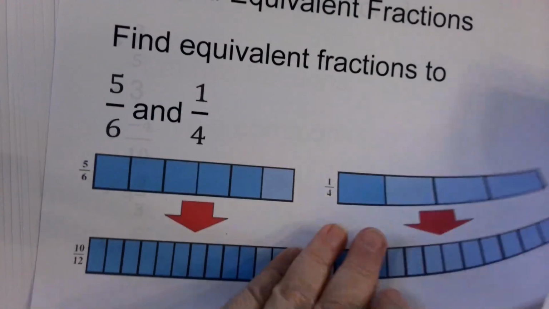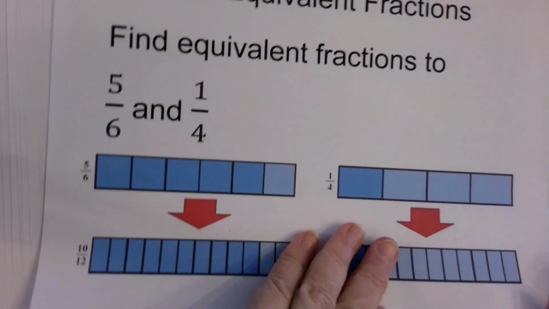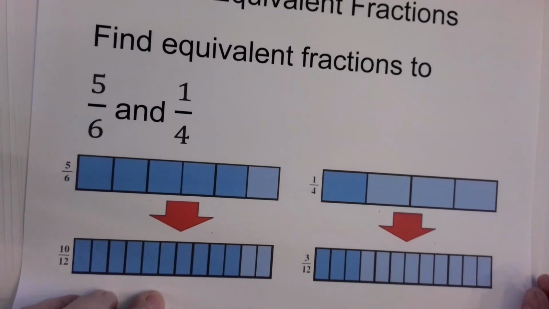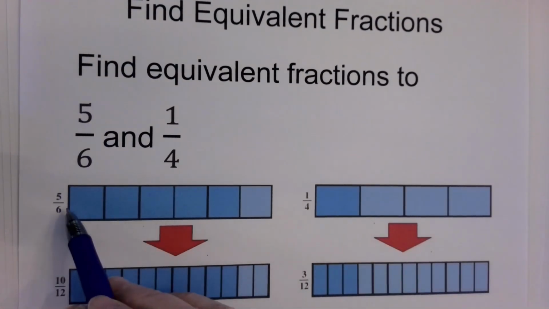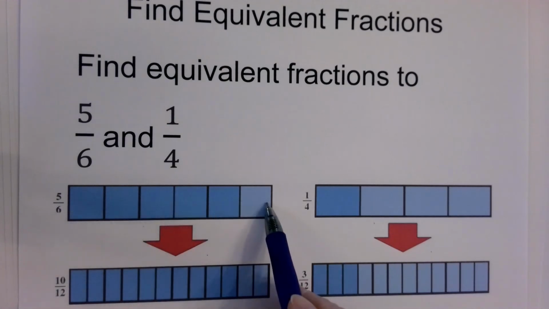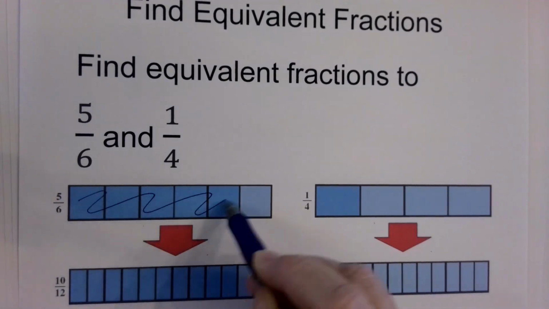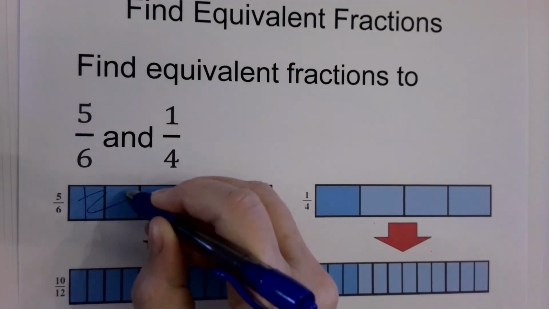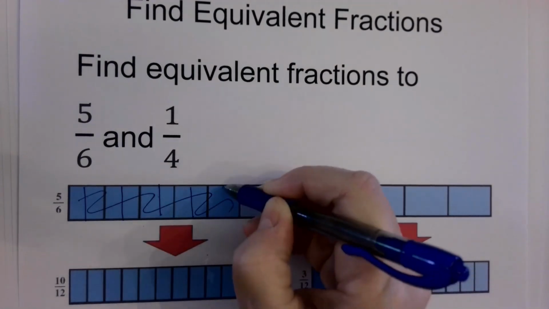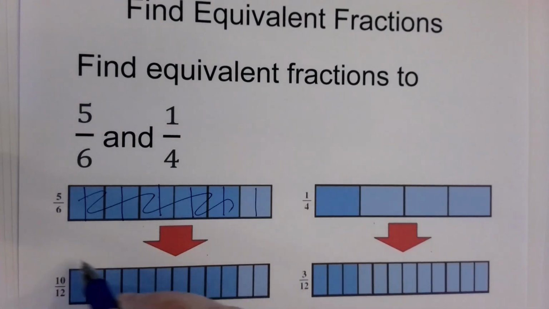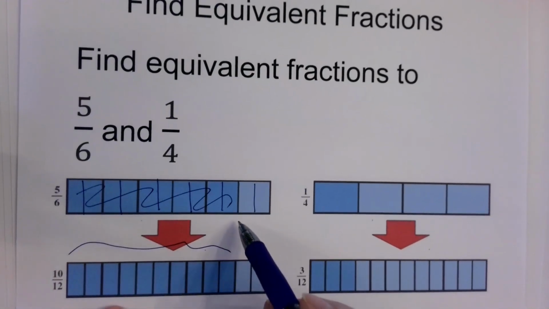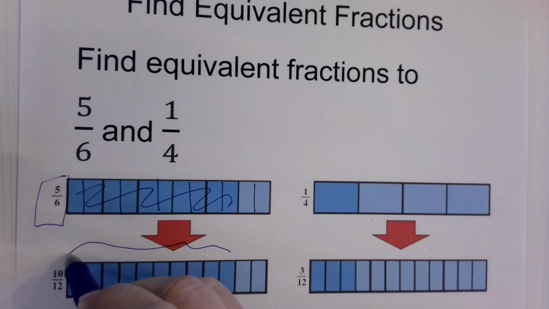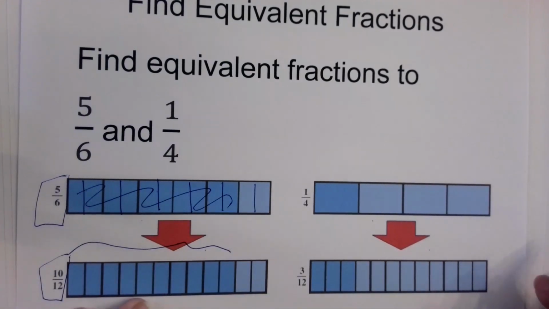Here's another way to show equivalent fractions. It's by fraction strips. If I have divided this into 6 pieces and 5 are colored dark blue, what if I divide it further into 12 pieces? Then 10 of them are dark blue. 10 of the 12 are dark blue, but I didn't change the length. 5/6 is the same as 10/12.